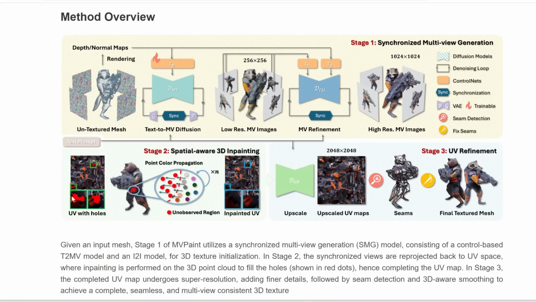So as you can see, these red dots are gaps that are not observed from the original photo, and it kind of has to use AI to guess what these parts should look like. And then finally it goes through this UV refinement stage, which improves the texture quality by making it more detailed and smoothing out any remaining inconsistencies.